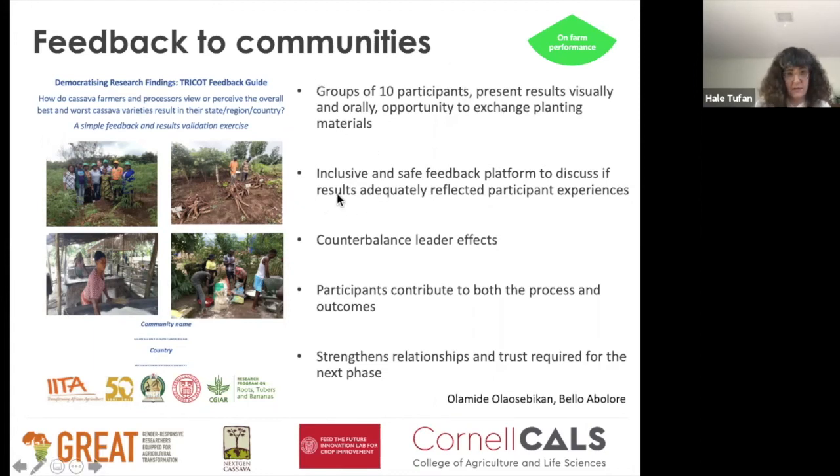And the idea is to really create inclusive and safe feedback platforms for discussions to see if the results really reflect participants' experiences, and to maybe counterbalance leader effects, because for every 10 farmers the data is managed by 1 lead farmer. So we want to make sure that there are no leader effects in the data that we're getting, and that the participants really feel contribution to the process and the outcomes. So there's an opportunity to feedback and alter the outcomes. And this really strengthens relationships and trust for the next phase of TRICOTs that will be planted in April, May.